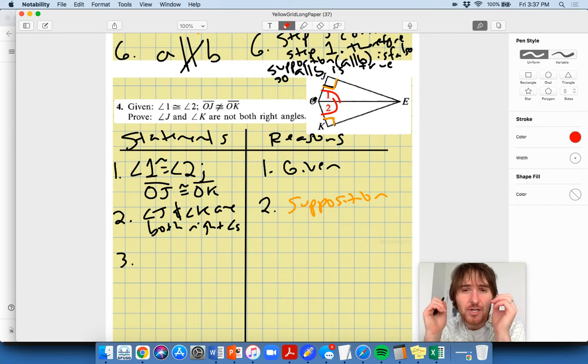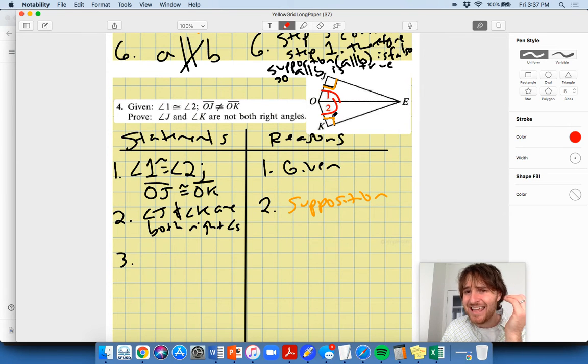If you had me last year, I had you create note cards, right? You have to know these 5 reasons very quickly. Please bear with me. If you're new to me this year, try to get those 5 reasons memorized. There's SSS, SAS, ASA, what else? AAS, HL. That's it. So it's not going to be SSS. We got 2 pairs of angles, a pair of angles there, another pair of angles there. Could be ASA, but are we really going to be able to prove that JO and OK are congruent to one another? SAS, unlikely. We don't know anything about sides.